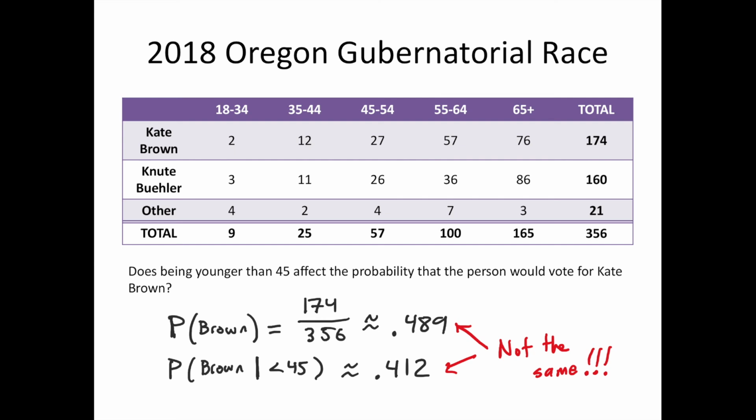So note that those two numbers are different. So knowledge about an individual's age does affect the probability I want to assign for that person to be voting or supporting Kate Brown. So in this case, the way we say this is that age and candidate preference are dependent on one another. Right? Because that conditional probability is different than the original straightforward unconditioned probability. So these are dependent events.